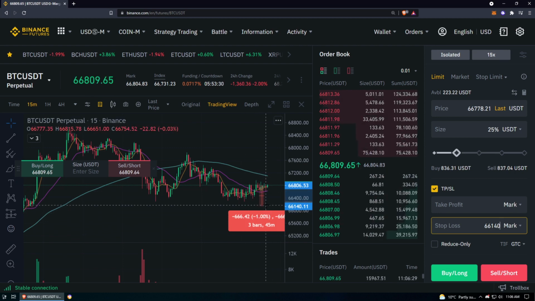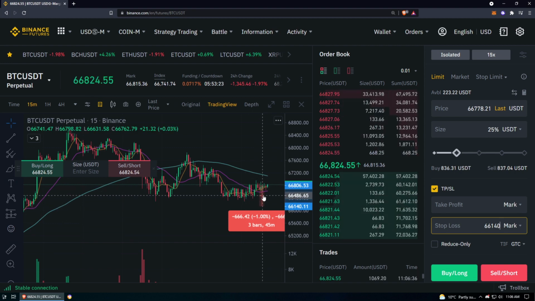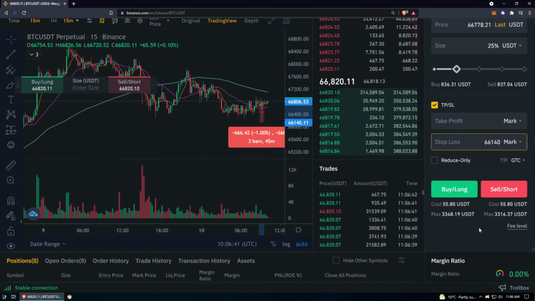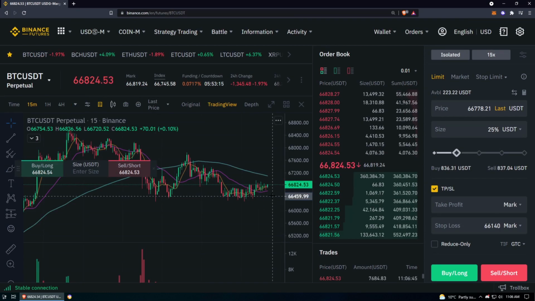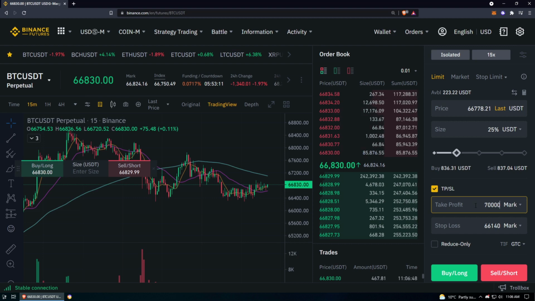If it goes minus 1% from the mark price, from the price I entered, it will immediately take me out of the trade. I will take a small loss, but I will not have been liquidated. I will not lose my funding. I will not lose the money from my wallet, right? And that is so very important. As for the take profit, we can just put in 70,000 actually, and it doesn't actually matter.